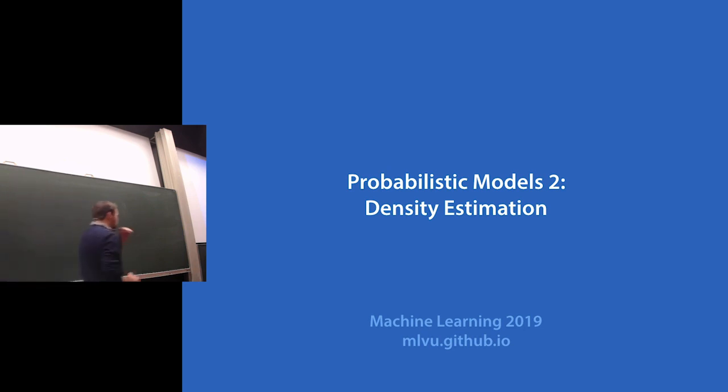We're going to talk about probability again, probability models today. Last probability lecture we talked about classification models using probabilistic mechanisms for classification. And today we're going to use probabilistic models purely for density estimation. So we're going to fit probability distributions to our data.